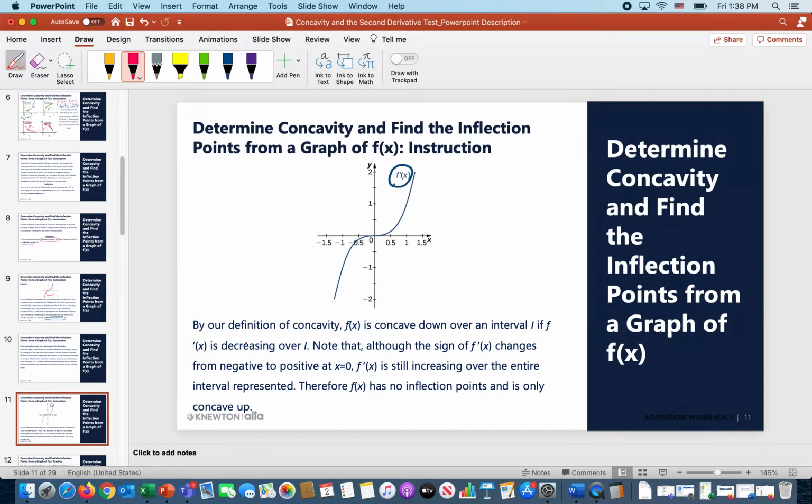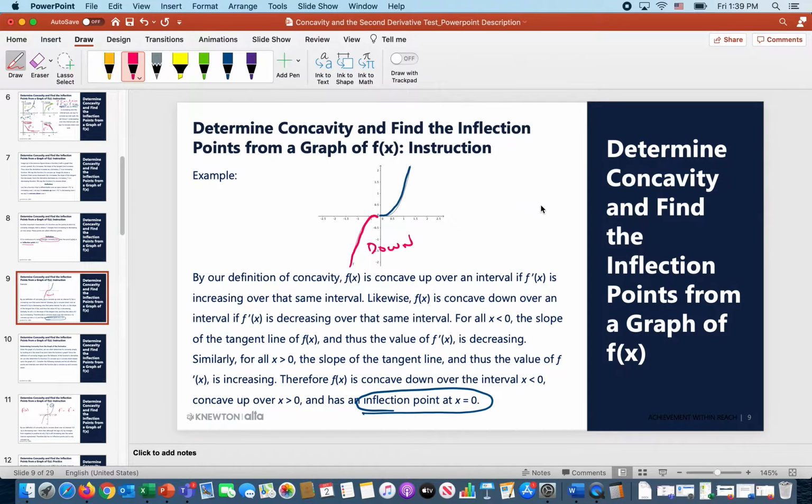Okay, so in this problem we're given the graph of f prime, and what I want you to notice is f prime keeps getting bigger and bigger and bigger, right? Because f prime keeps getting bigger and bigger, there's no change where the second derivative was negative and now the second derivative is positive. Let's go back and contrast these two graphs.